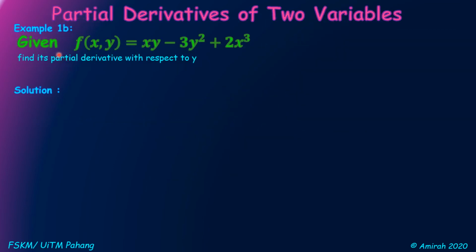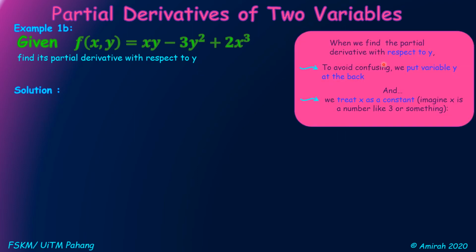Now, we look at the same example, but this time we want to find its partial derivative with respect to y. When we find the partial derivative with respect to y, to avoid confusion, we put variable y at the back. The given function already has variable y at the back. Let's write variable y in blue color. So now we have f(x,y) equals xy minus 3y squared plus 2x cubed.